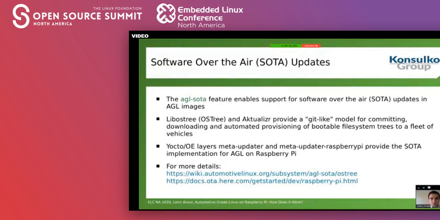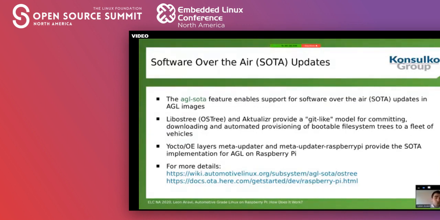Initially, it was a technology that was developed for desktop distribution. Actually, GNOME Continuous is using it for quality assurance. And several years ago, maybe 4 or 5 years, it was ported to embedded devices. I was happy to be part of this process. There is a tool called Aktualizr, which was developed by the German company Advanced Telematic Systems, which was acquired by HERE, and HERE is now developing it, which is another open source tool for automatic provisioning of bootable file system trees to a fleet of vehicles. So this is something specific for the automotive industry.